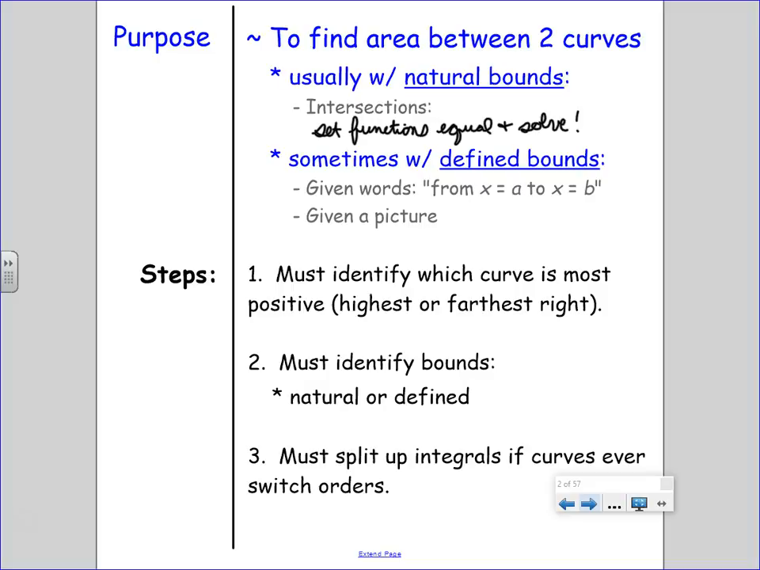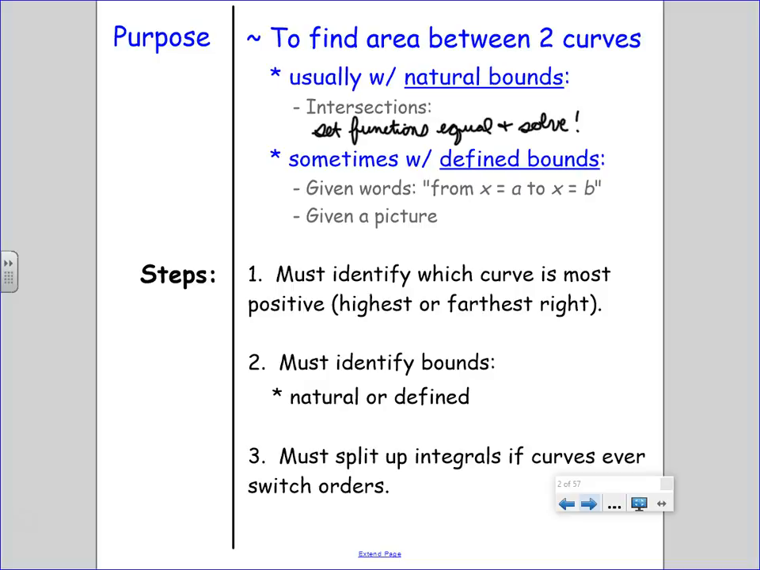So, question. I have two different bullet points, right? So if this one says defined bounds, aka given bounds, question, what do you think natural bounds are not? Given. Yeah, they're not given. You have to figure it out yourself.